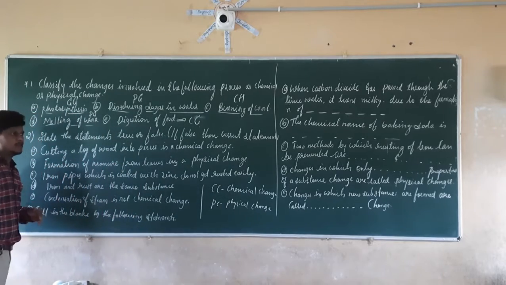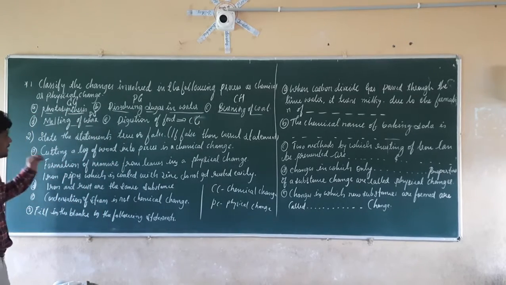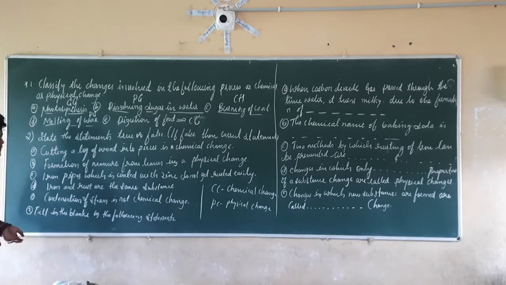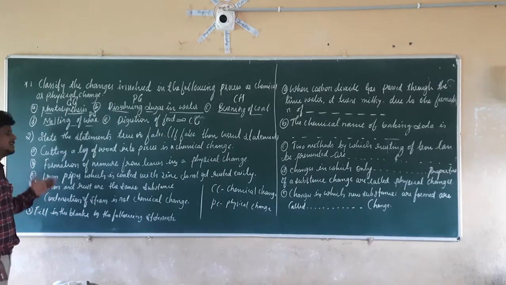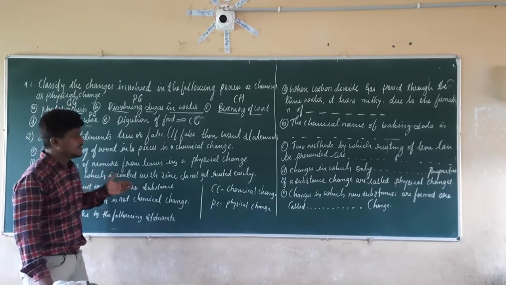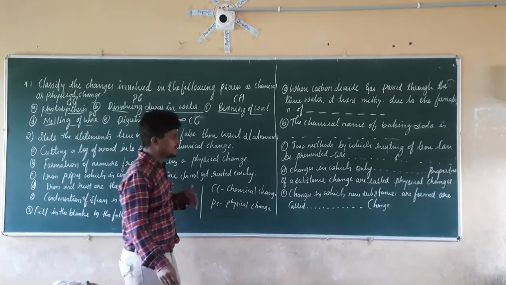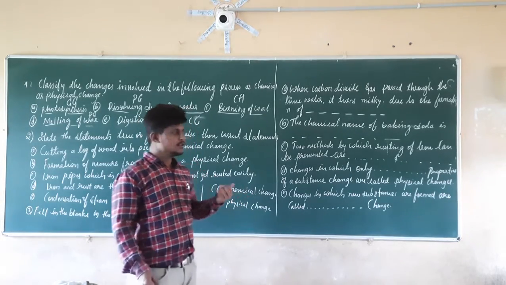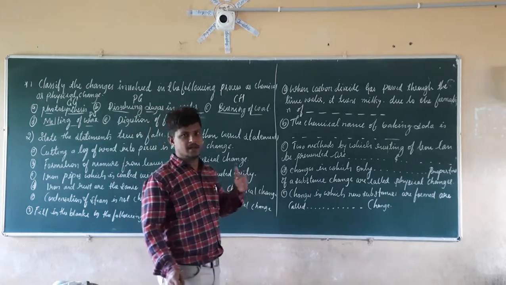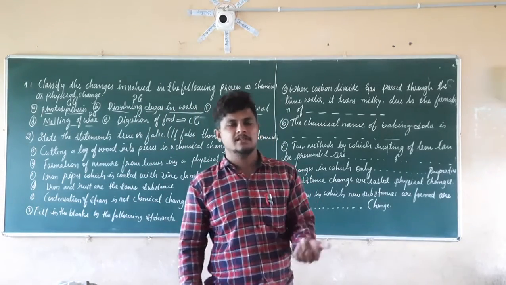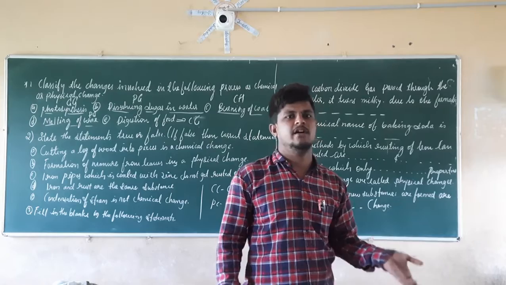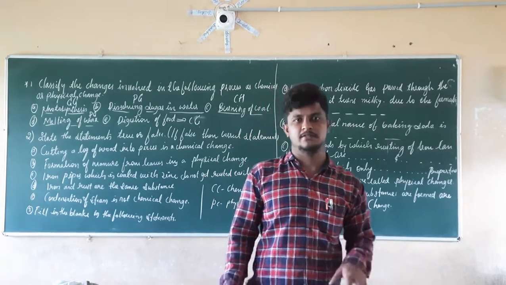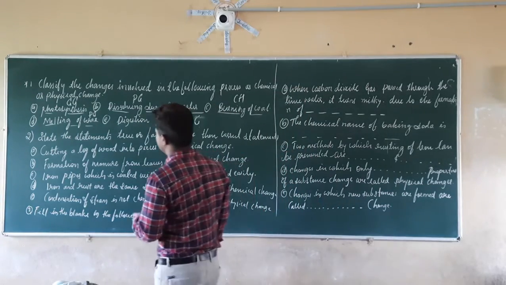Now let us take the main question number 2 here. State the statements as true or false. A few statements are given. We have to state whether these statements are true or false. If the statement is false, what are we going to do here? We are going to rewrite that statement in a correct manner. So let us take the first statement here.